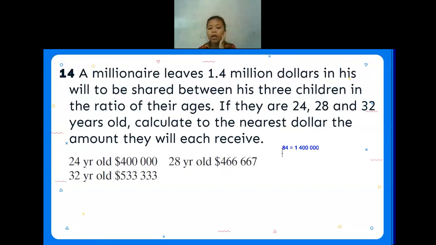Is there anyone having any questions or who got confused at question 14? Hello? No questions? Yes? 84 divided by 1, into 1 minute, or minute? Sorry?